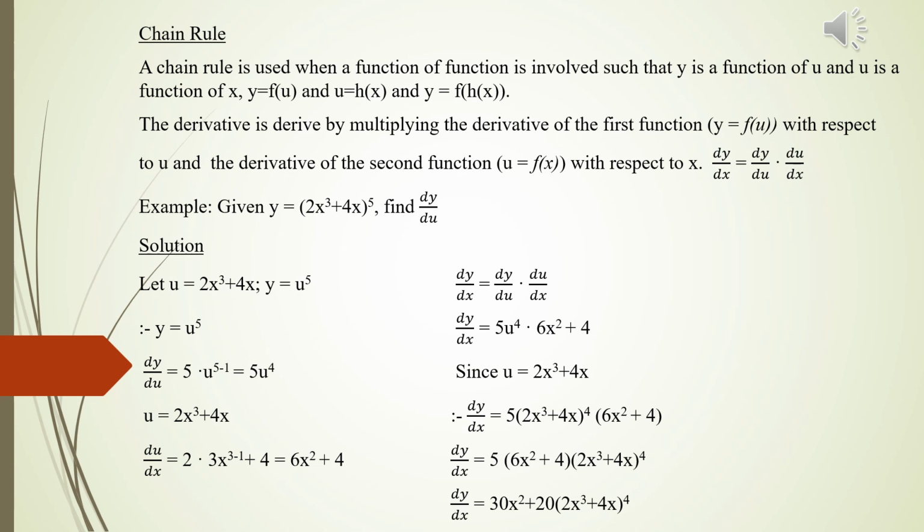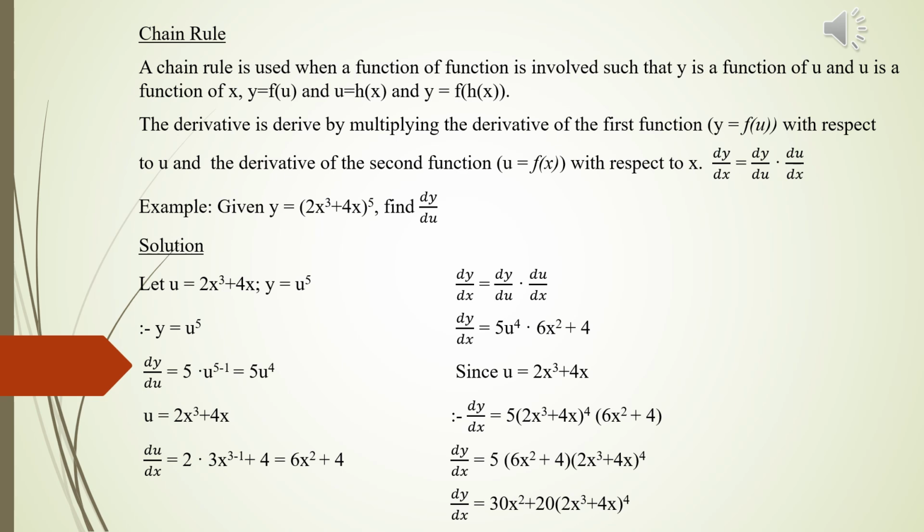The derivative is derived by multiplying the derivative of the first function, that is y equals f of u with respect to u, and the derivative of the second function, which is u equals h of x with respect to x. That is, dy/dx is given as dy/du multiplied by du/dx.